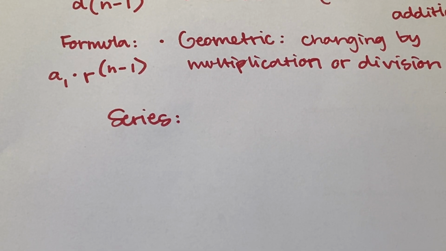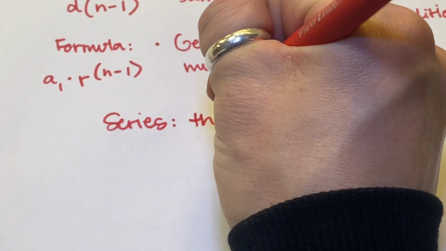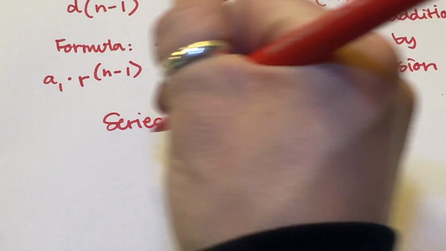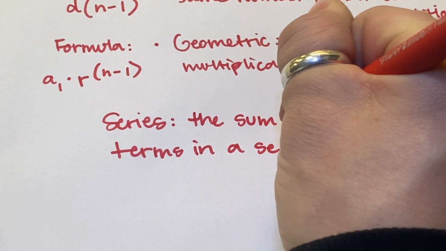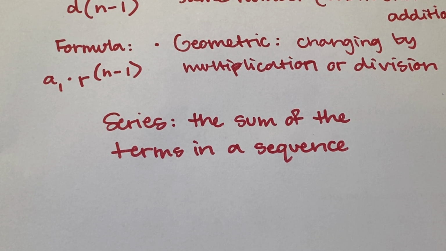The series kind of takes a sequence a step farther. It's literally just the sum of the terms in a sequence. So you're just adding up those terms in the sequence, and that's really all it is. We have some nice little sum formulas that we're going to use. That's why I like today. It's a lot of just plugging things into formulas, punching it into your calculator and solving.